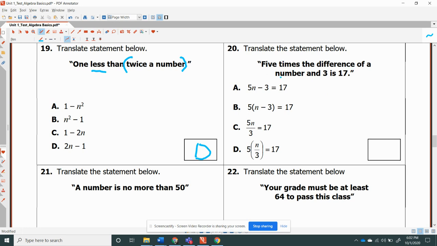5 times the difference of a number and 3 is 17. So difference is subtraction, not division, and a number is going to be divided by 3. So we're going to have n divided by 3. That eliminates the first 2. So we have a quantity of a number and 3, and it's going to be multiplied by 5. We're not just multiplying the numerator, we're multiplying the entire quantity of a number and 3. So we have 5 times the number and 3 is 17. D.